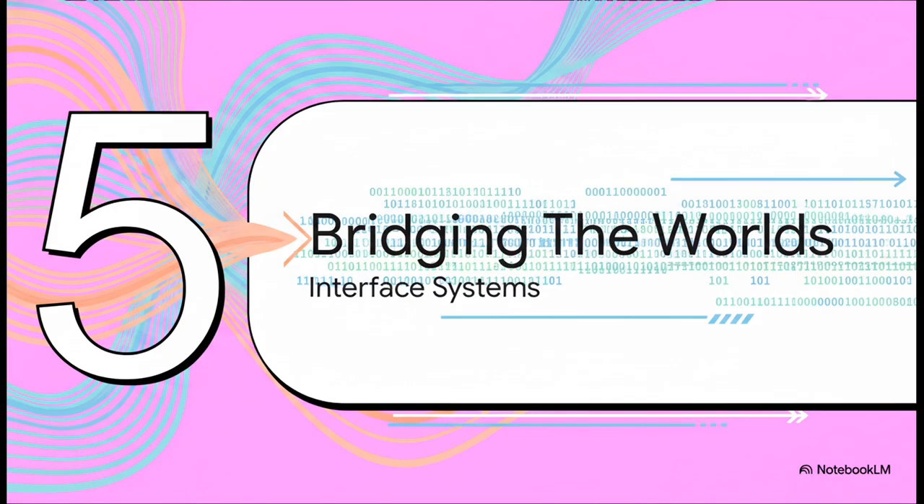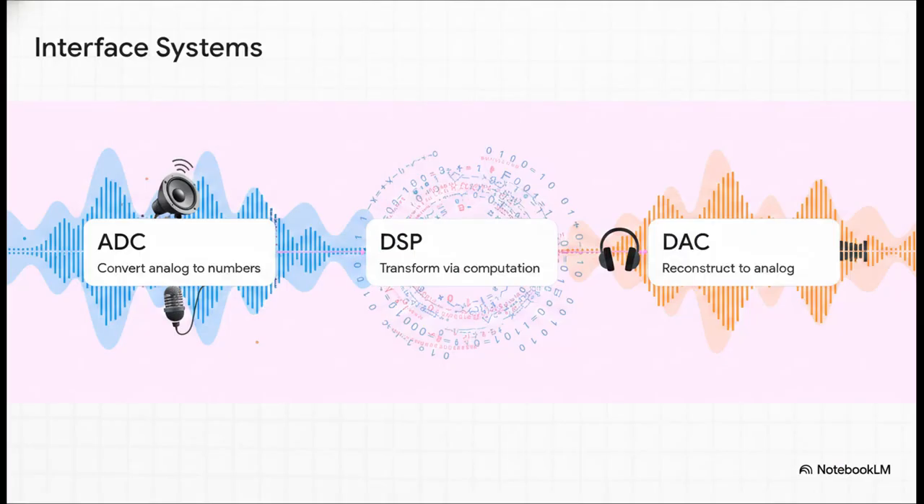Section 5. Bridging the two worlds using interface systems. This translation between worlds happens in 3 distinct, honestly beautiful steps. First, an analog-to-digital converter, or ADC, samples the continuous real world and converts it into a sequence of numbers. Second, the digital signal processor, or DSP, works its magic, mathematically transforming that sequence through digital computation. And finally, a digital-to-analog converter, the DAC, uses interpolation to reconstruct that sequence back into a continuous physical form that we can actually hear, see, or interact with.